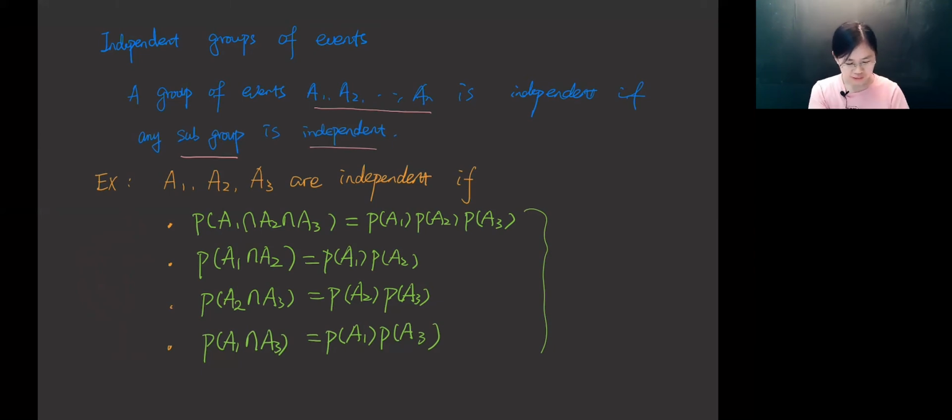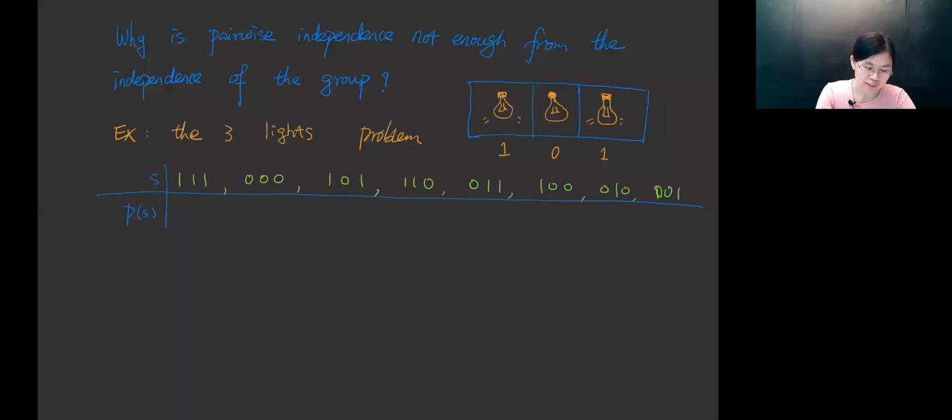Well, the fact is, it doesn't. Pairwise independence does not imply the independence of the group of events. Now let's consider an example that shows pairwise independence does not imply group independence.